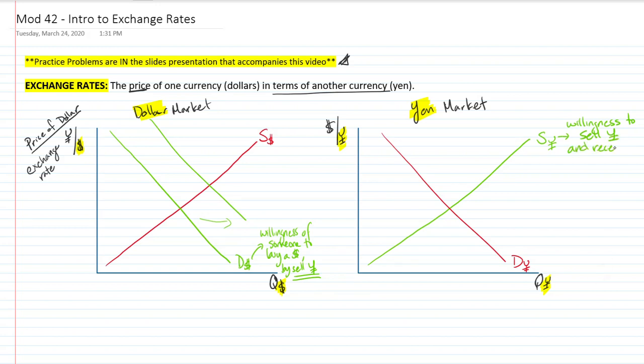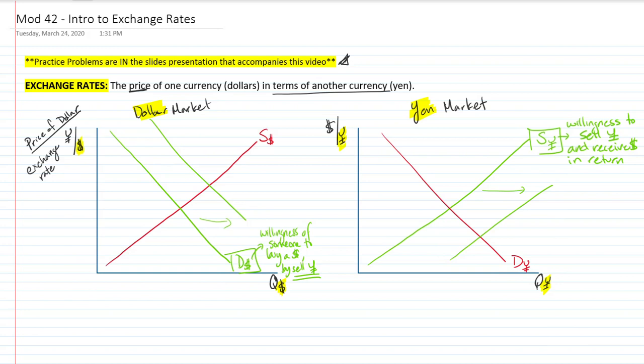This is the willingness to sell yen and receive dollars in return. Receive dollars in return, right? In other words, the demand for dollars and the supply of the yen are actually the same thing. If the demand for dollars shifts to the right, someone is more willing to buy dollars, they have to be more willing to sell their yen. The supply of yen also has to shift to the right.